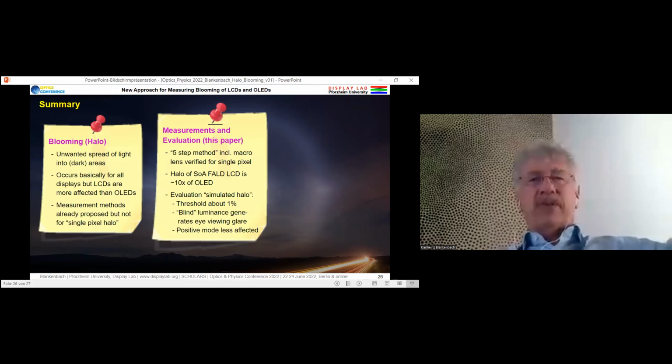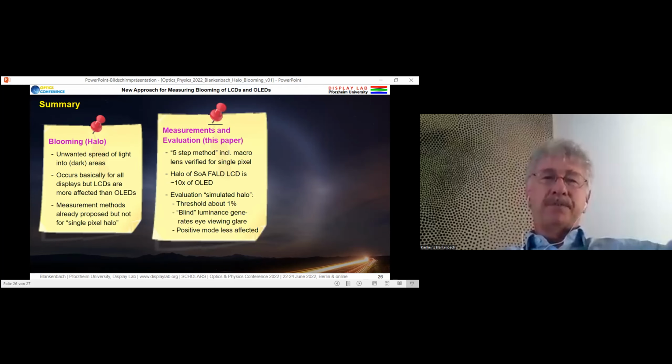We invented a so-called 5-step method, including a macro lens for a single pixel halo. And what we observe from a high-end local dimming LCD versus a high-end automotive OLED is that the halo is an order of magnitude larger for a state-of-the-art LCD compared to OLED. The evaluation shows that the threshold is about 1% of the white luminance. The light luminance as well generates eye viewing glare. However, we have to state that positive mode is less affected.